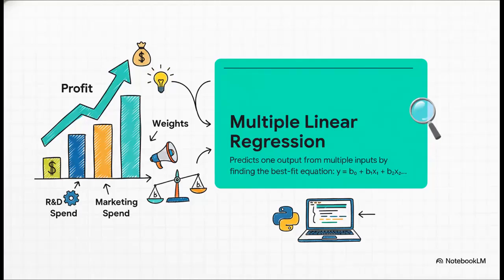Now, I know there's an equation on the screen, but don't let it intimidate you. It's actually pretty simple. That y is just the thing we want to predict. In our case, profit. The x's are our inputs, things like R&D and marketing spend. The model's entire job is to figure out the perfect numbers for the b's, which tell us exactly how much each type of spending impacts the final profit.